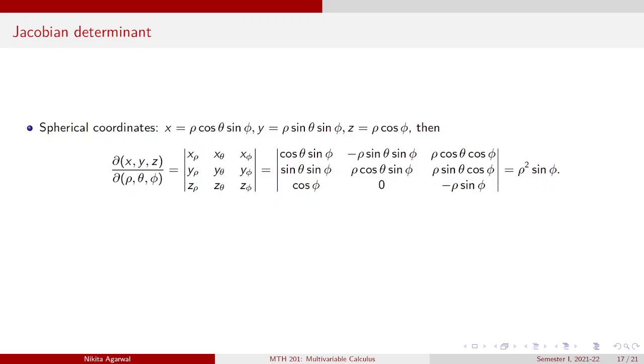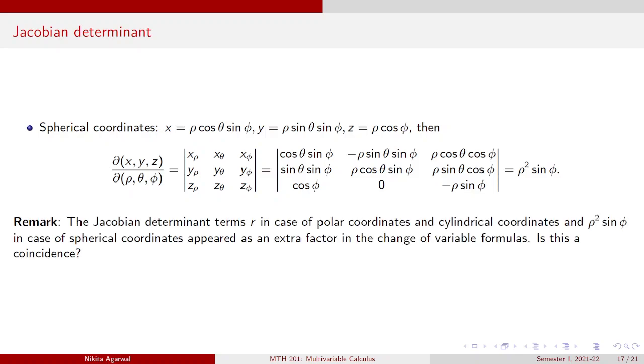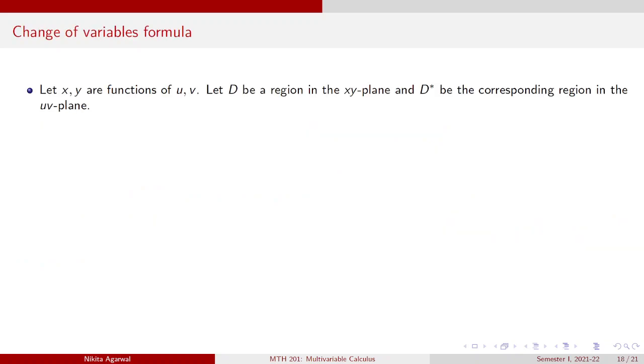Now you are already aware of these terms, right? The Jacobian determinant terms, r in the case of polar and cylindrical coordinates and rho squared sine phi in the case of spherical coordinates, appeared as an extra factor in the change of variables formula, right? And the question is: is this a coincidence, or is that the case all the time? The answer is that it is not a coincidence. That is what happens all the time.